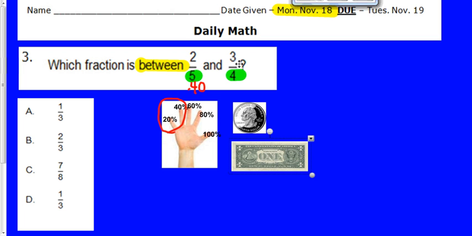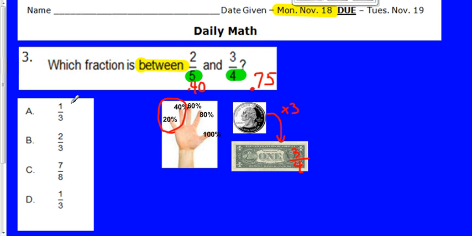Okay, now looking at your 3/4, 4 being your whole, you can break a whole dollar into 4 quarters. So 3/4 is going to be worth 75 cents. So that is going to be worth 0.75. Because it takes 3/4 to make up a whole dollar, or 3 out of 4 for your whole dollar, so 75 cents.